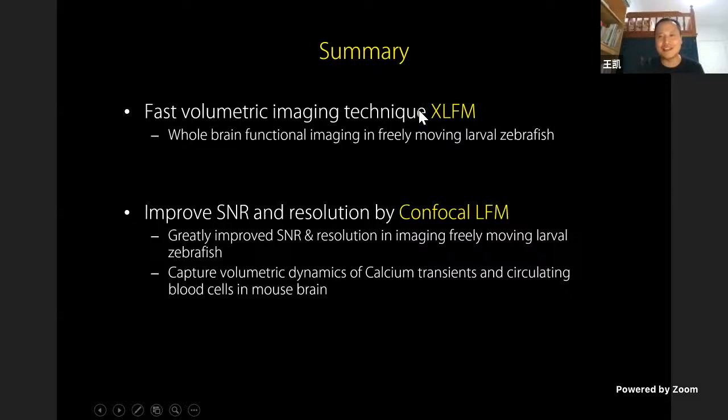So to summarize, I introduced two works. One is our previously published XLFM, with which we demonstrated whole brain functional imaging in freely moving larval zebrafish. And then we improved the resolution and signal-to-noise ratio by introducing a generalized confocal detection strategy, and we demonstrated improved resolution in freely moving zebrafish. We also demonstrated imaging of calcium and circulating blood cells in living mouse brains.